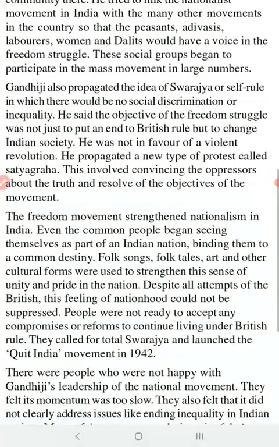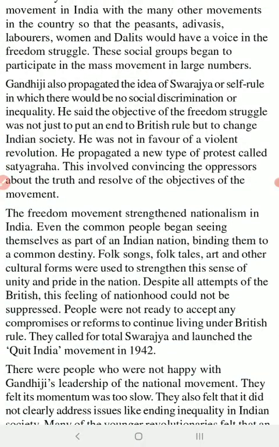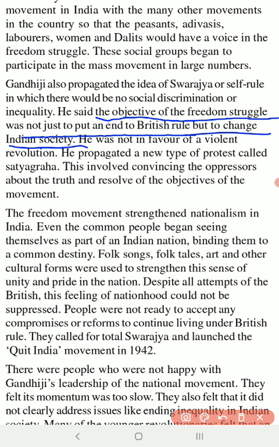He also propagated the idea of Swaraj, self-rule. What he was doing in South Africa, Gandhi was trying to inculcate here in India. He said the objective of the freedom struggle was not just to put an end to British rule, but to change the Indian society. This is very, very important. He was not in favor of a violent revolution. He always wanted satyagraha, non-violence. This involved convincing the oppressors about the truth and resolve of the objectives of the movement.